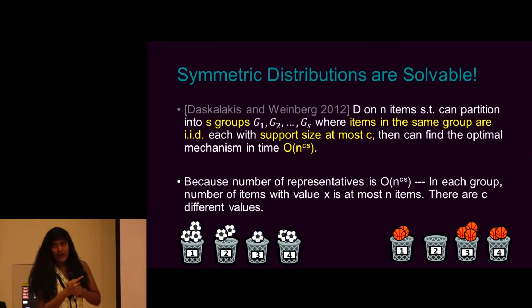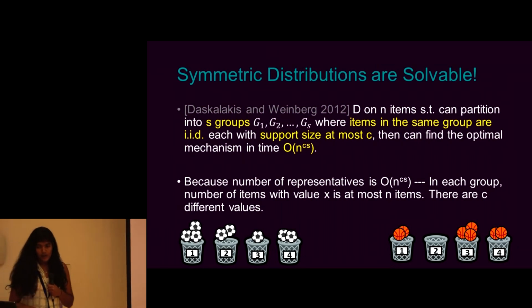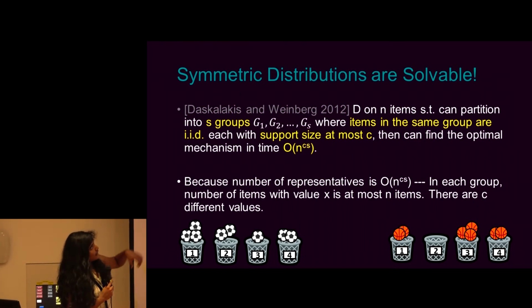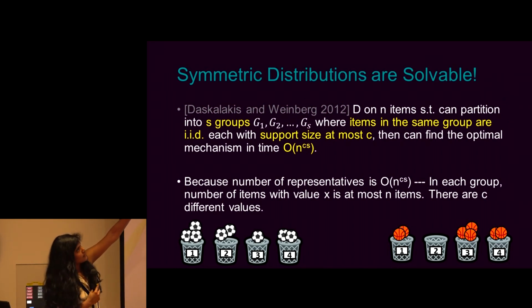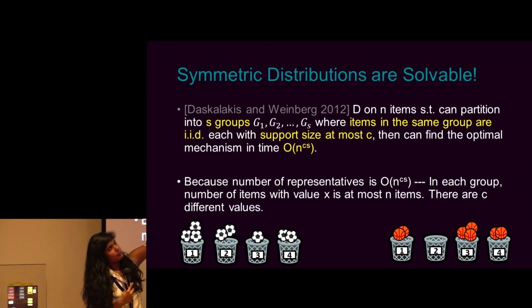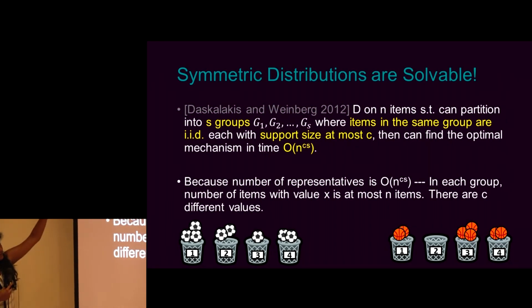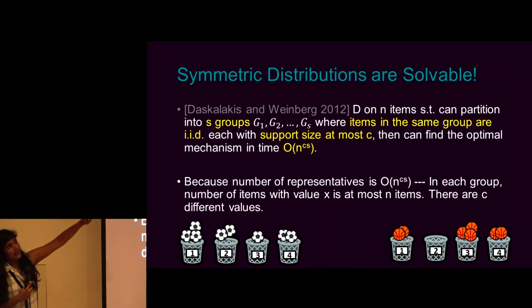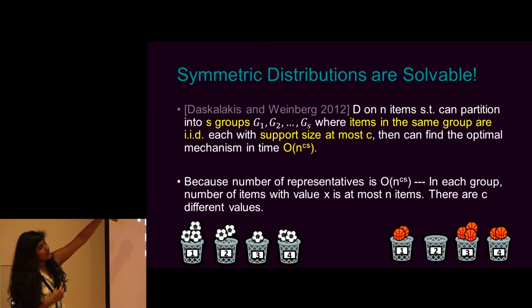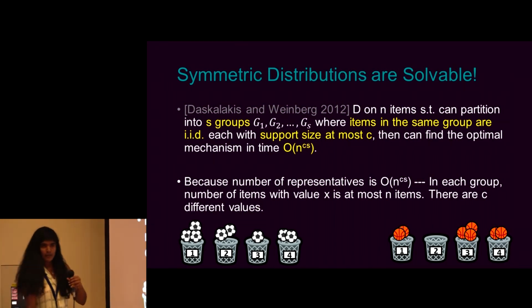Yeah, so now getting back to their result. They say that if you can group together the items into S groups where each marginal is of support at most C, and within each group all the items are IID, then we can find an optimal mechanism in n to the CS. So this is just about counting the distinct representatives that are needed to cover all the types.